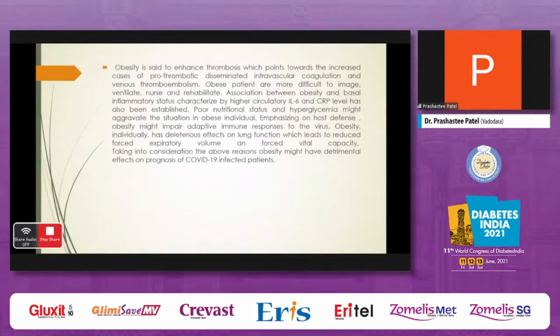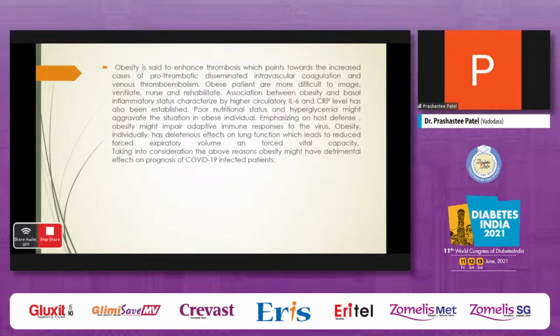Obesity is said to enhance thrombosis, which points towards the increased cases of prothrombotic disseminated intravascular coagulation and venous thromboembolism that is very frequently observed in COVID patients. Obese patients are more difficult to image, ventilate, nurse, and rehabilitate as well.